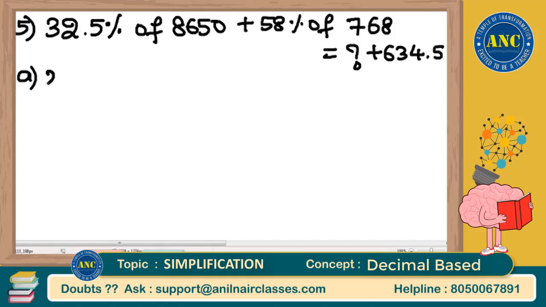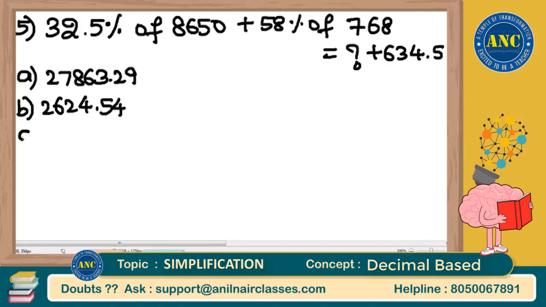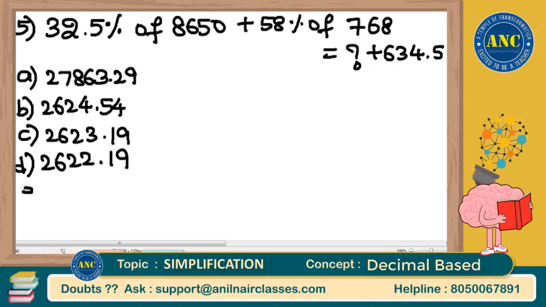First option 27863.29. Second option 2624.54. Third option 2623.19, and the fourth option 2622.19, and the last option is none of these. Now listen carefully, sir. Very good question.